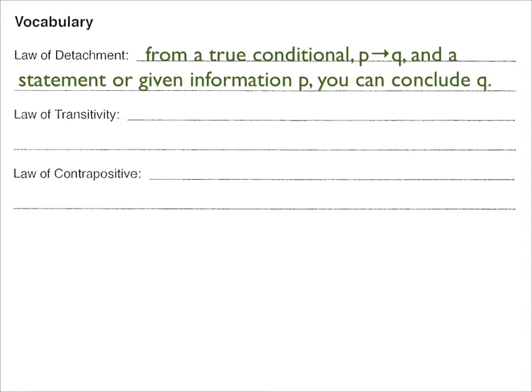Okay, so for section 11.1, the law of detachment says, from a true conditional, if P then Q, in a statement or given information P, you can conclude Q. And I'm going to give you a shorthand notation way of understanding that here. You're going to get a first statement. That first statement is going to say, if P, then Q. Obviously, P and Q can be anything.